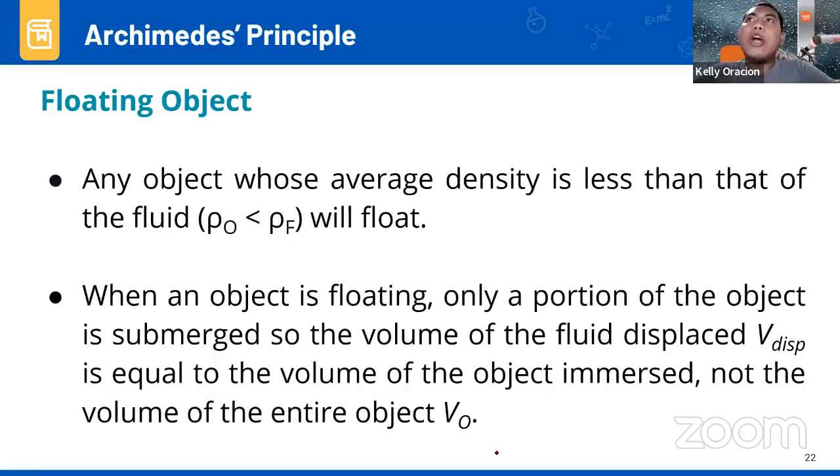Now, how about a floating object? Please take note. Any object whose average density is less than the density of the fluid will float. Again, any object whose average density is less than the density of the fluid will float. If greater than, it will sink. When an object is floating, only a portion of the object is submerged, so the volume of the fluid displaced is equal to the volume of the object immersed, not the volume of the entire object.